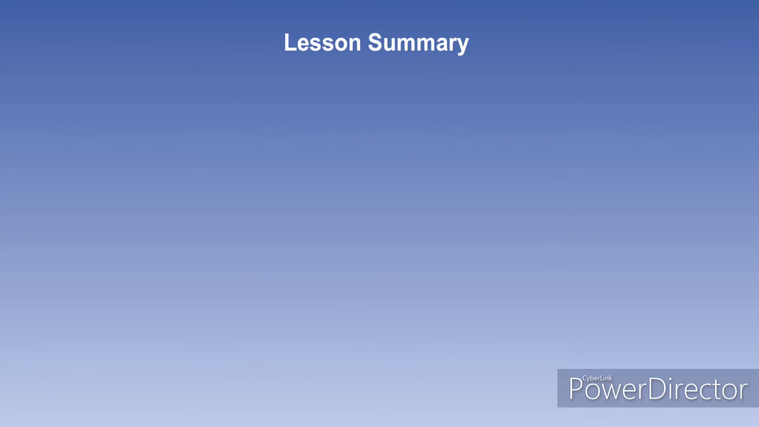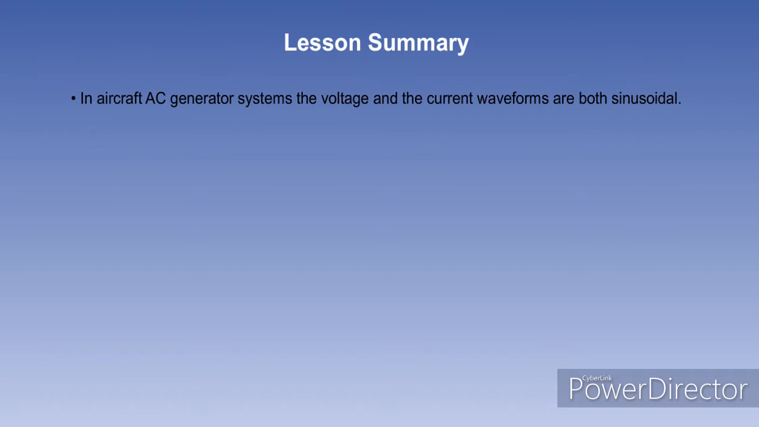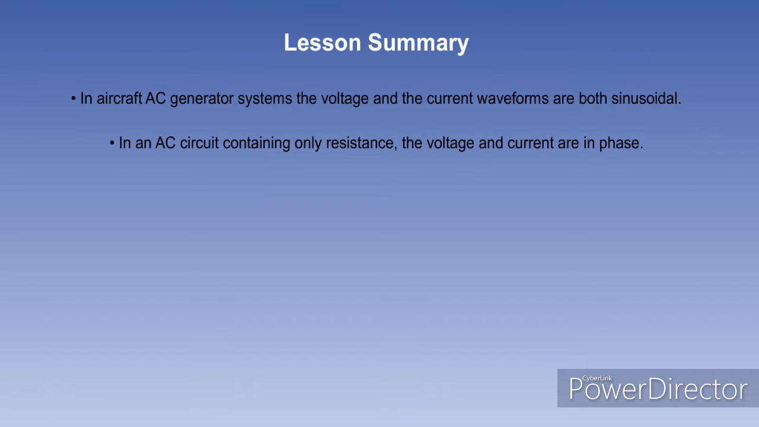That is the end of the lesson. Here is a summary of the most important points. In aircraft AC generator systems, the voltage and the current waveforms are both sinusoidal. In a theoretical AC circuit containing only resistance, the voltage and current are in phase with each other.